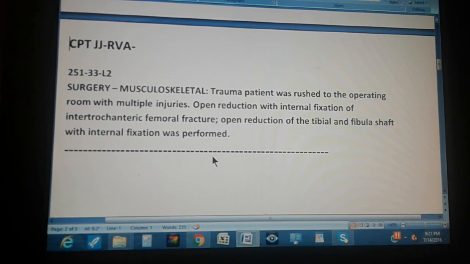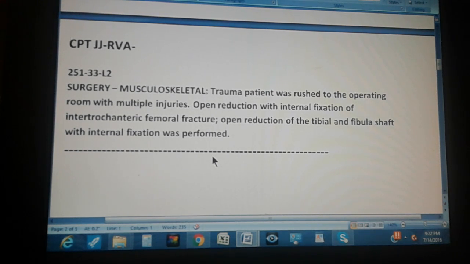So this is a surgery section on the CPT manual. It's musculoskeletal. The trauma patient, he was in an accident, was rushed to the operating room with multiple injuries, right? There was an open reduction with internal fixation of intertrochanteric femoral fracture, and open reduction of the tibial and fibula shaft, the tibia and the fibula, with internal fixation was performed. That is the procedure. Now we're going to count to 3, so you can pause the video and give us the CPT code for this procedure.